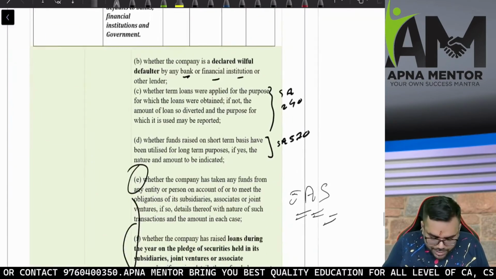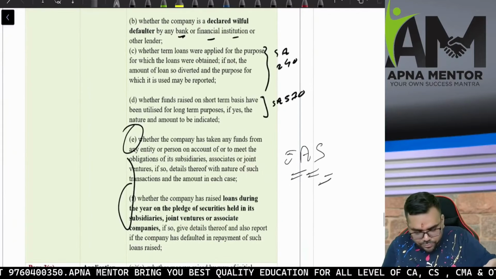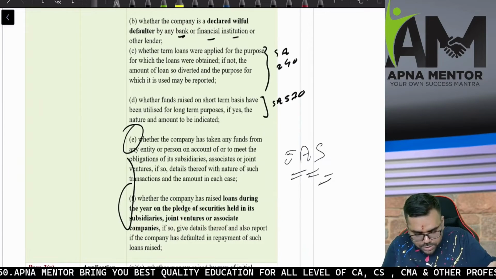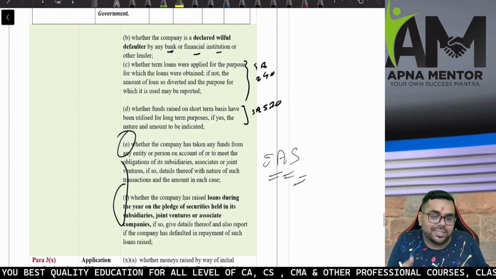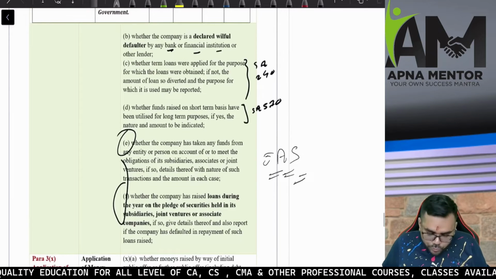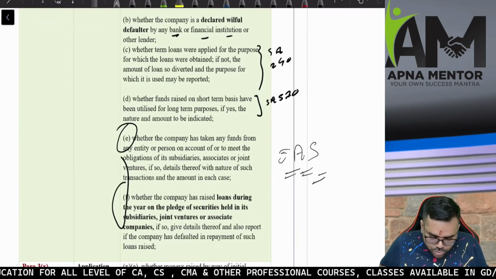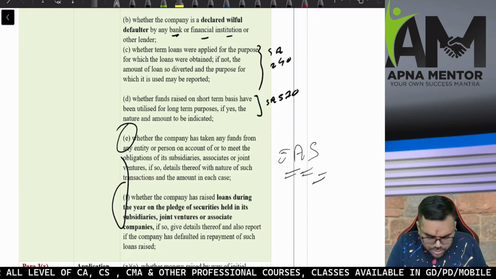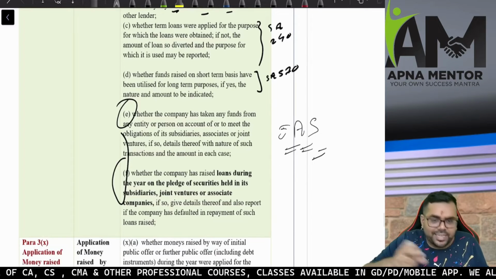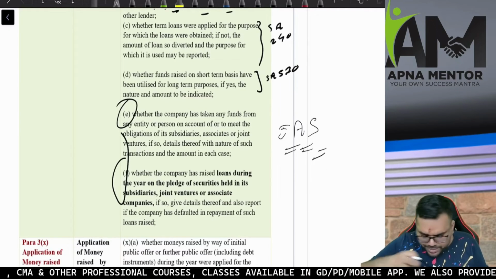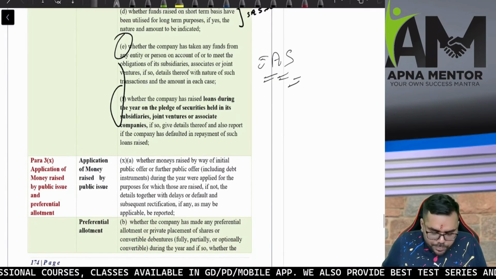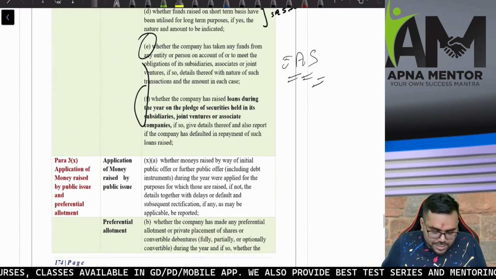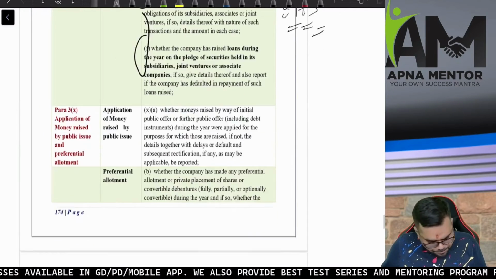That is, default in any kind of loan, whether the company is declared as a willful defaulter, whether the term loans that were raised are applied for the same purpose, because if not, that is a kind of fraud that is governed under SA 240. Whether the funds raised on short term have been utilized for long term, because if that's not the case, SA 570 can come into picture, the going concern can be in danger. And whether the company has taken funds from any entity or person to meet obligations of JSA, joint venture, subsidiary, associates.